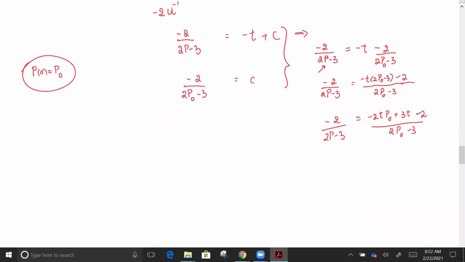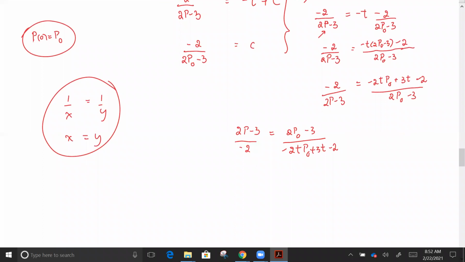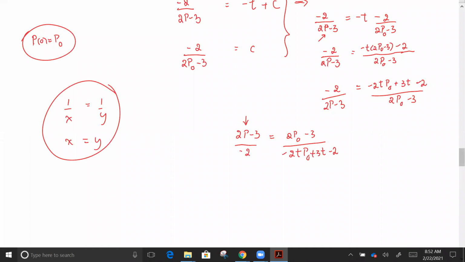Next, we're going to do the flip. Like 1 over x equals 1 over y, so that means x equals y. With this technique, we have (2P minus 3) divided by negative 2 equals (2P0 minus 3) divided by (negative 2tP0 plus 3t minus 2). Then we're going to clean up, solving for P. The P is one single term on the left-hand side. Peel it off one layer at a time. Multiply all by negative 2.